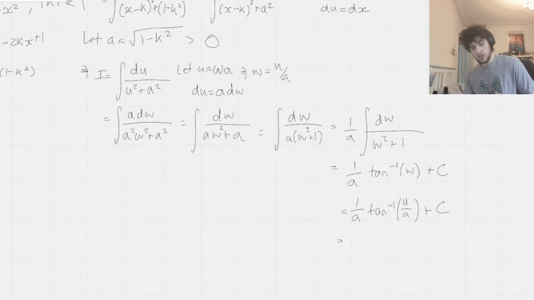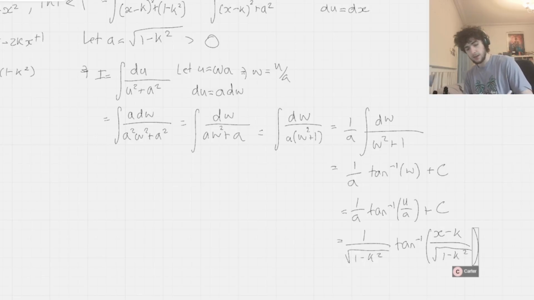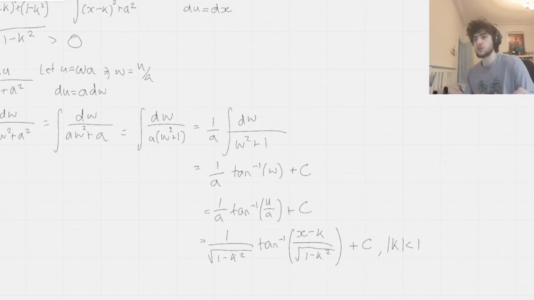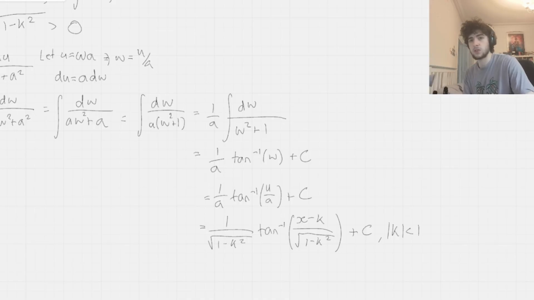And then from here, we remember what a is. A is equal to the square root of 1 minus k squared, if I'm thinking correctly. And u, we also made that as a substitution. We set u equal to x minus k. So we can just replace the u here with x minus k, and the a with the square root of 1 minus k squared. And then we're done. And obviously, this is with the condition that mod of k is less than 1. So all in all, the integral that we set out to solve is just equivalent to 1 over the square root of 1 minus k squared, arctan of (x minus k) all over the square root of 1 minus k squared, plus a constant of integration, all under the condition that the mod of k is less than 1.